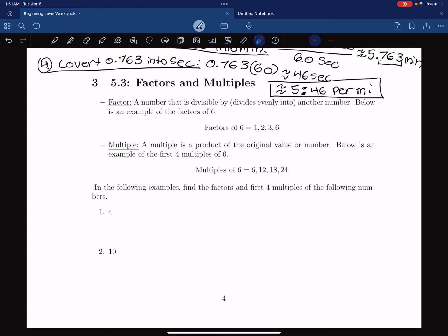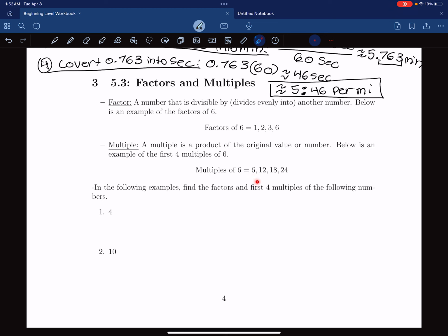Now, looking at multiples, a multiple is a product of the original value or number. So if we take 6, for example, 6 is a multiple, and then the next multiple is 12, and the next multiple is 18, and the next multiple is 24. So you can think of multiples as counting by whatever number that we have. So in this case, we're going to count by 6 every time.